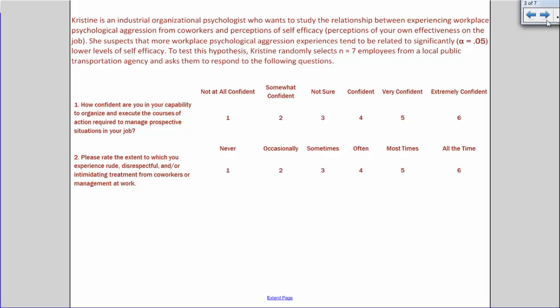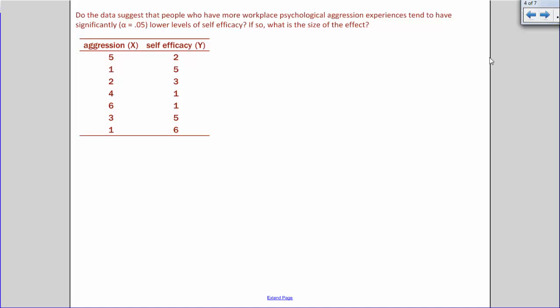What's really important is looking at this data to figure out if the data suggests that people who have more workplace psychological aggression tend to have significantly lower levels of self-efficacy, and then if so, what is the size of the effect? So pause this video. I really strongly encourage you to try to do this on your own and see how well you do, because just sitting there and passively listening to me lecture about this stuff isn't really going to help you know what you know. So let's pause it, give it a shot, and then we'll go over the answers.